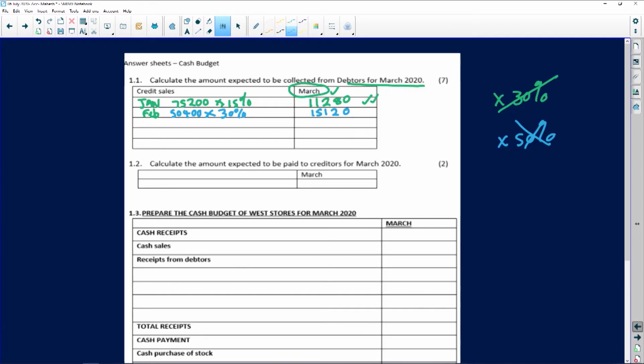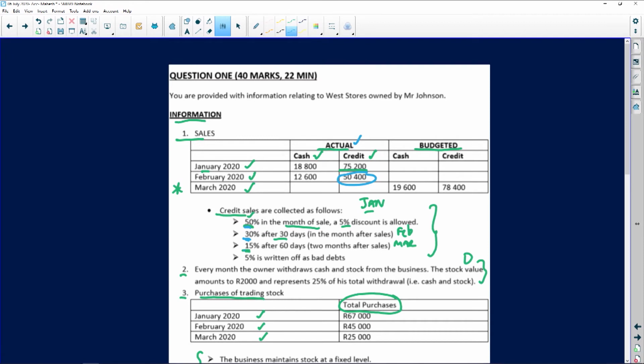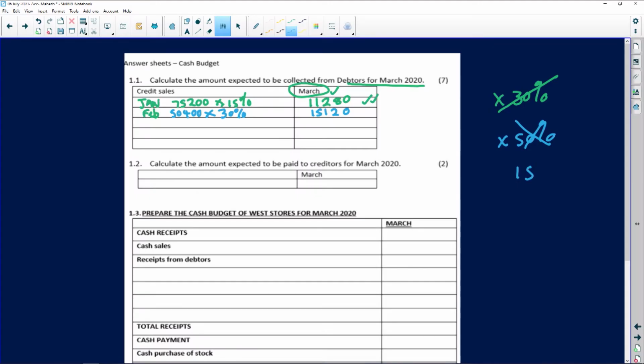Right, what would happen to the balance? So let's just quickly go back. The balance, 15%, will be paid after 60 days, in other words, after 2 months. So remember, if I'm selling in Feb, 15% will be received in April. So obviously, this question only wants me to calculate what I'm receiving in March, so I actually don't need that 15%. Okay, you guys with me?